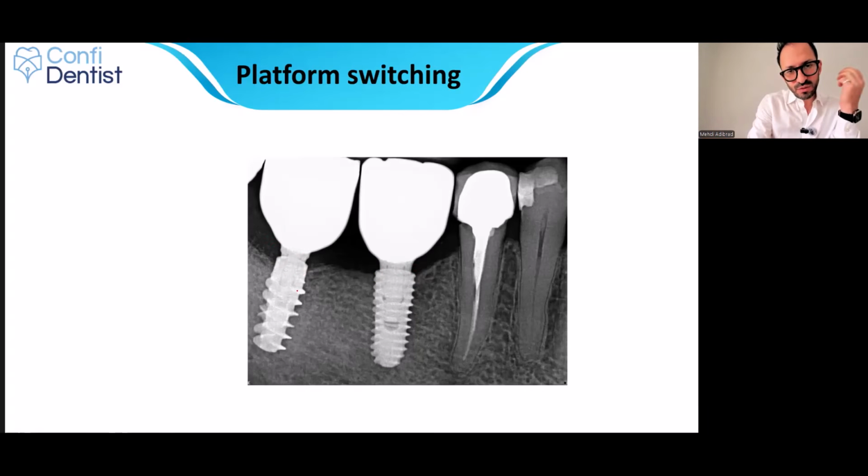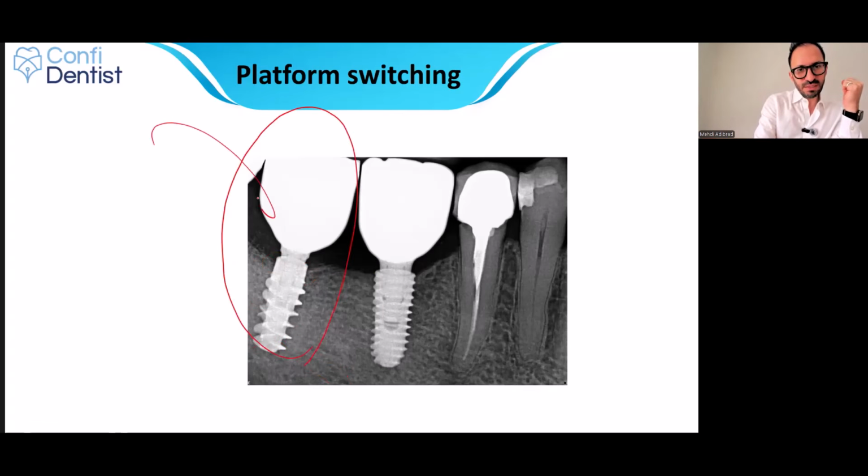BLX is also another good example of implants that have microstructure and macrostructure, very aggressive threads, for cases where you want to do immediate implant placement. This gives you very good initial stability. In this case, 47 was placed immediately. 46 was placed delayed.